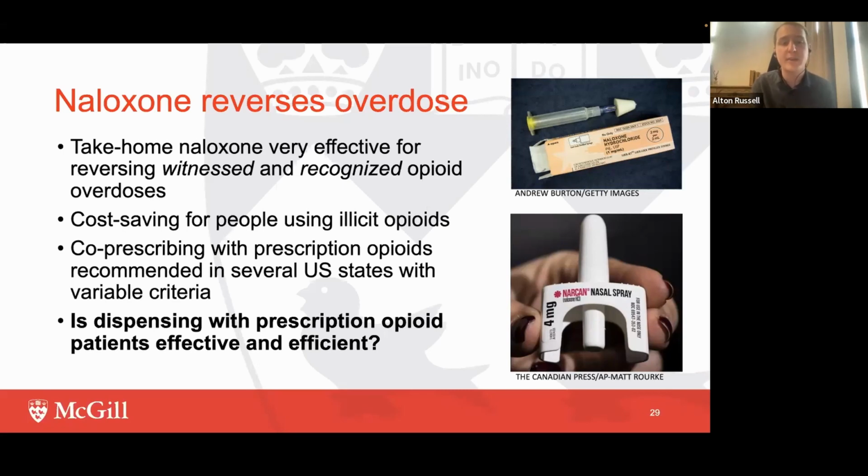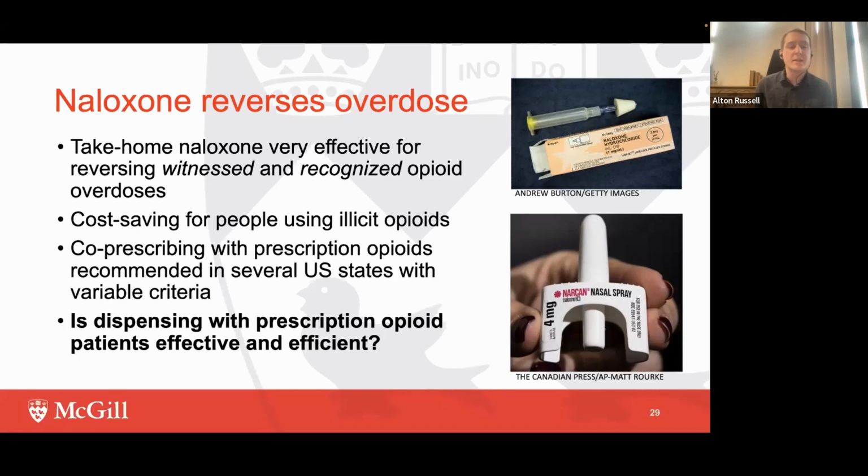And there have been cost-effectiveness analyses that found that it's cost saving for people using illicit opioids. Currently in the United States, there's a lot of heterogeneity, but about 17, I believe, states have implemented some kind of mandate for prescribing naloxone alongside prescription opioids in certain cases. And those cases are hugely variable from state to state. Some are based on the dosage, the duration, comorbidities, other drugs that are co-prescribed that might have an interaction risk.